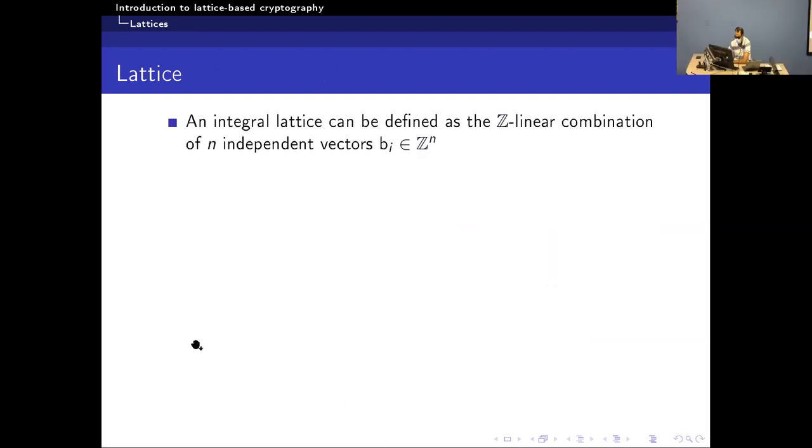Okay. So now we want to see what a lattice is. Until now we have seen different crypto systems, their applications, and how we can use lattice-based systems in our daily applications, such as cloud computing. Any questions so far?